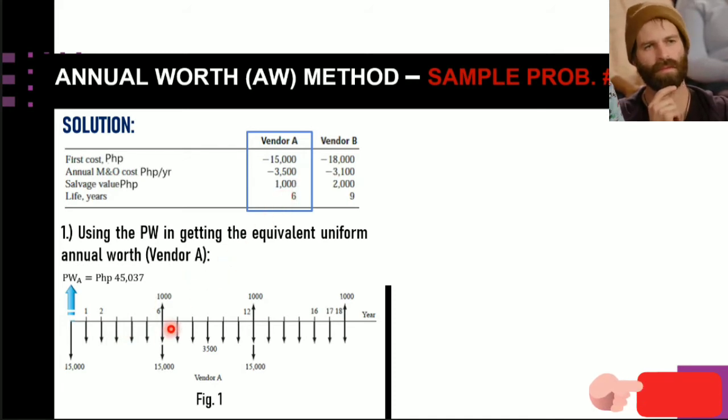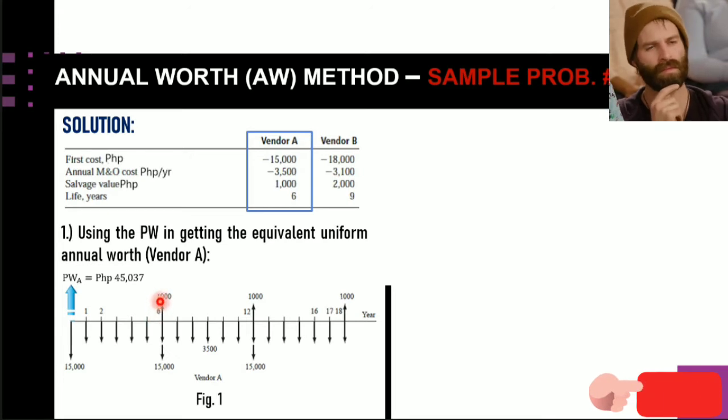So this is now the cash flow diagram of the said vendor A, in which originally the life of vendor A is 6 years. So this is only until this one. Okay, 1, 2, 3 until 6 years. So we have the first cost of negative 15,000, indicated by this negative arrow here going downward. The annual maintenance and operation, which we will term as AMO, is 3,500. So this is negative, so that is why it is pointing downward. And this vendor A has a salvage value of 1,000, positive, meaning cash inflow, and it is pointing upward.